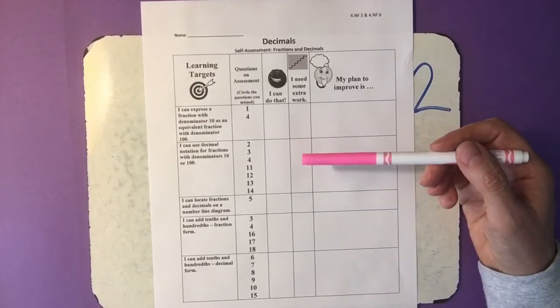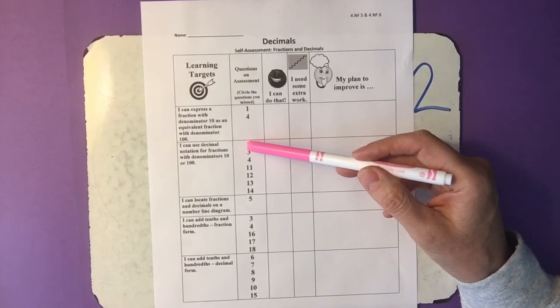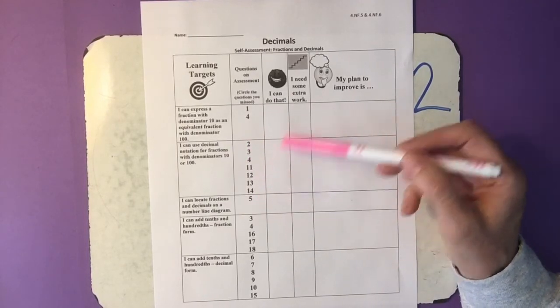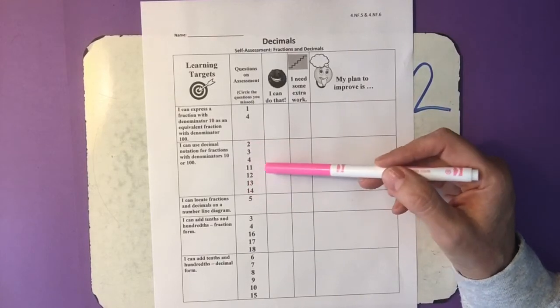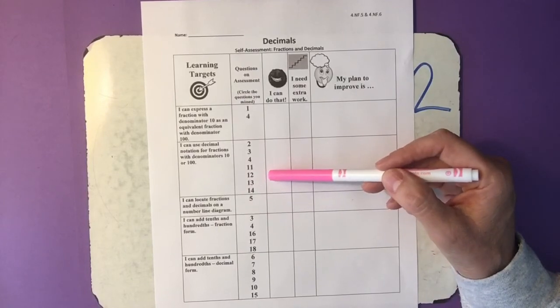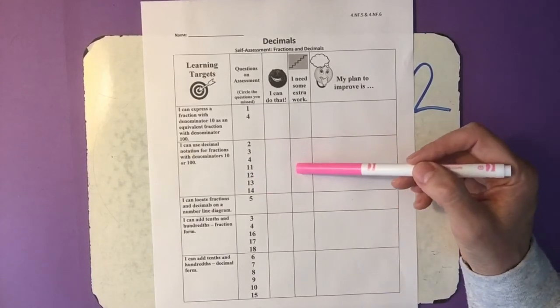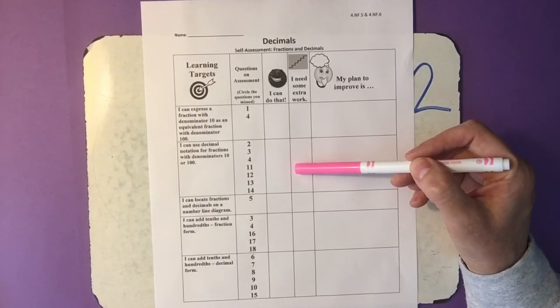Okay, the next one is I can use decimal notation for fractions with denominators of 10 or 100. And what that means is you can say, I know that 2/10 with a decimal point is the same as 2/10 in a fraction. So if you get all of these answers on the assessment correct, then you'll know you can do it. If you get almost all of them correct, you don't have to have a perfect score to check this box. If you get 1 or 2 wrong, double check your work. If you get more than 2, then you probably need some extra practice.